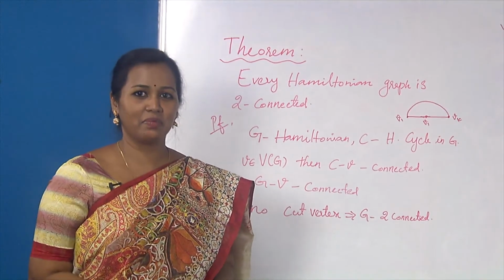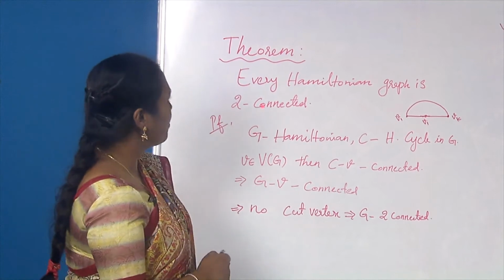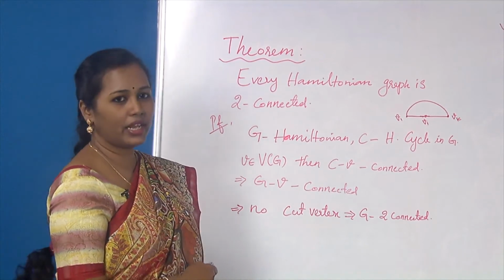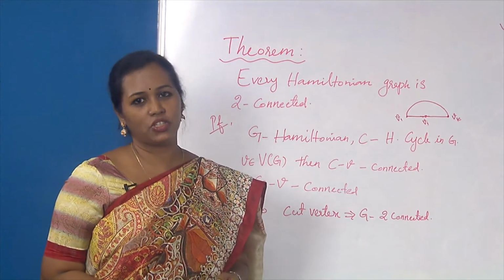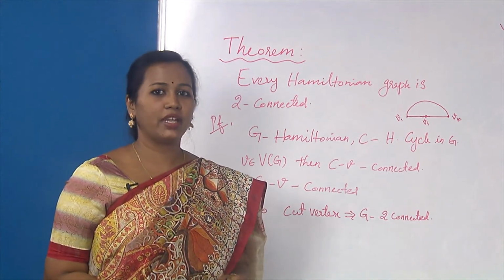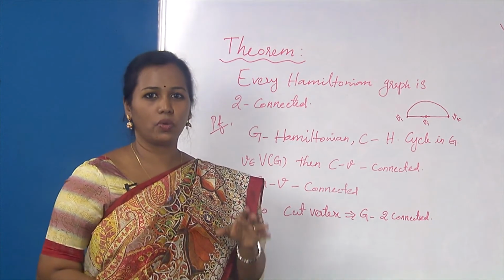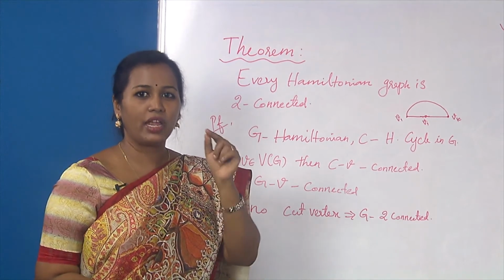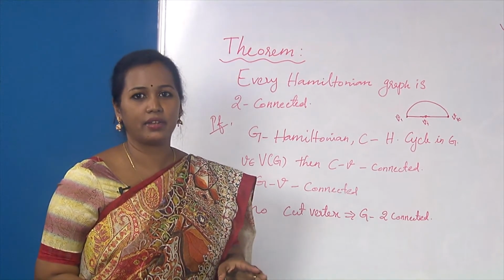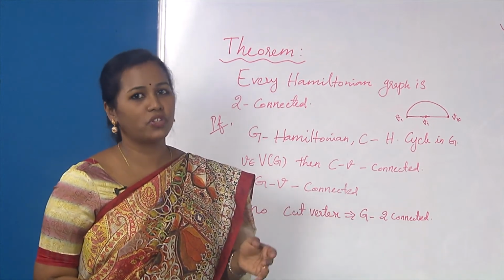Now let us see some theorems in Hamiltonian graphs. The first theorem is, every Hamiltonian graph is two connected. Now what is the definition of two connected? A graph G is said to be two connected if G minus x is still connected for every x belonging to G. So none of the vertices are cut vertices. Even if you remove any one vertex, the graph is still connected. That one vertex can be any vertex in the graph. That is the meaning of a two connected graph.